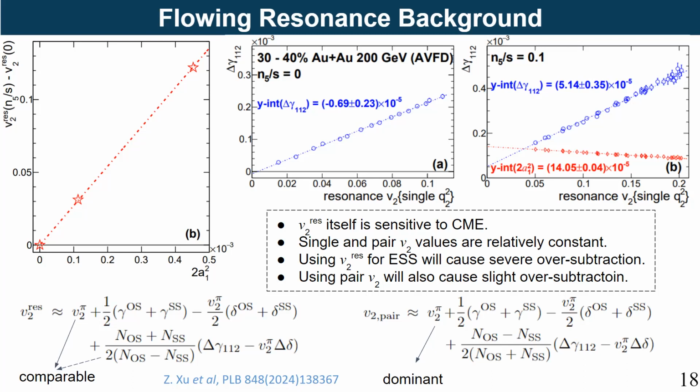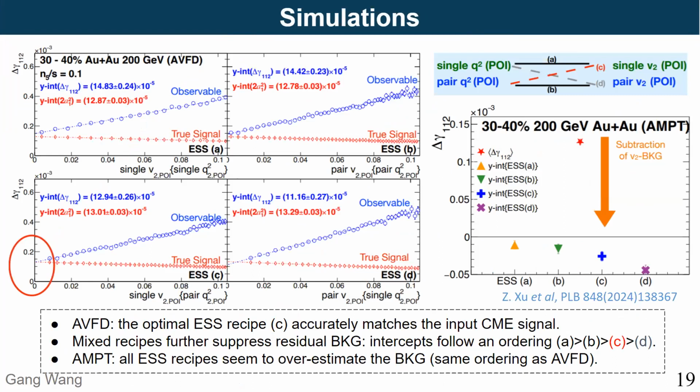So we cannot use resonance V2, and with the same idea, we found that we cannot use pair V2, because pair V2 also contains the CME signal. So we run some simulations, because I mentioned we have 4 combinations: single, pair, single pair, and pair single. In the end, we found that the best way is using single V2 and pair Q2. This gives a perfect intercept that matches the true signal.